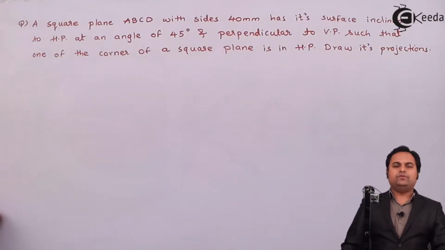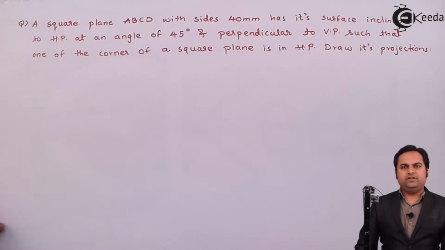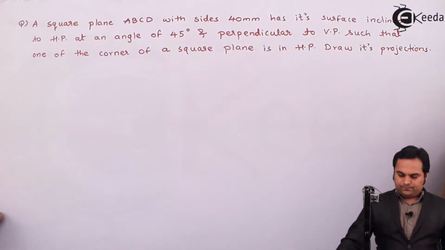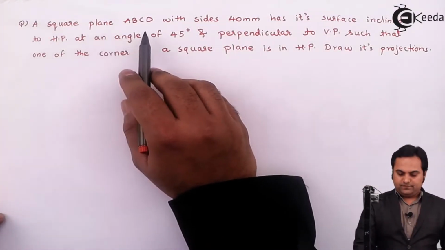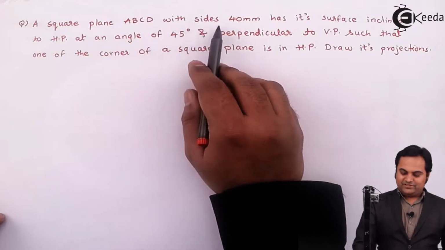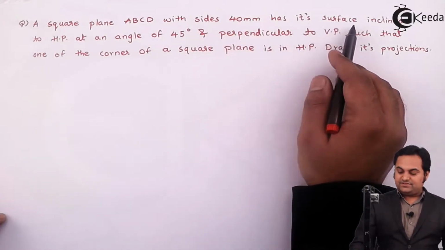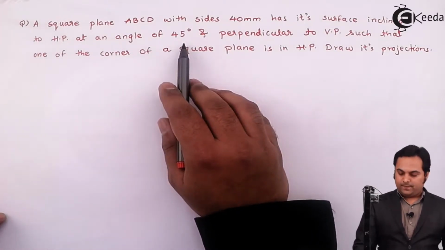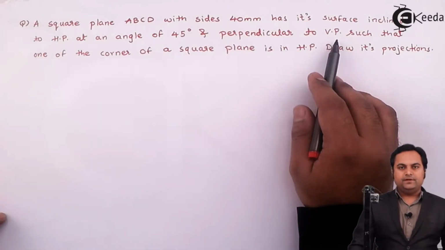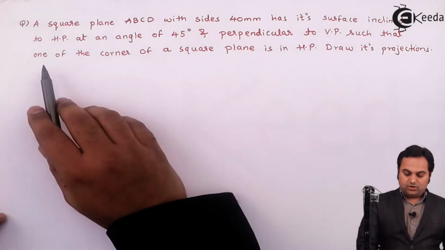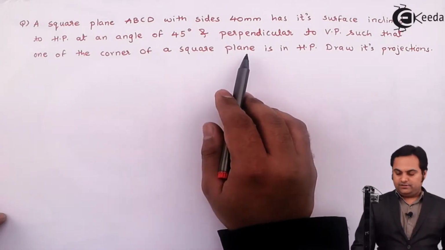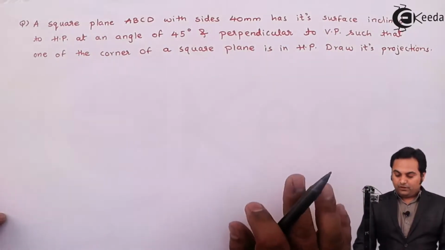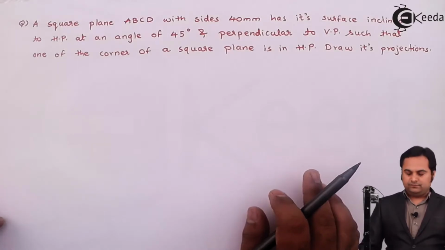In this video, we are going to see a problem on projection of planes. For that, here we have a question. A square plane ABCD with sides 40 mm has its surface inclined to HP at an angle of 45 degree and perpendicular to VP such that one of the corner of a square plane is in HP. Draw its projections. So this is the question in front of us.